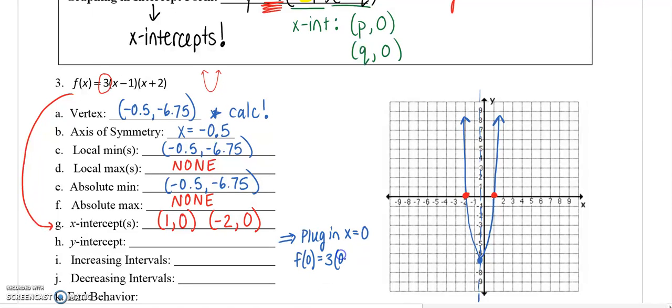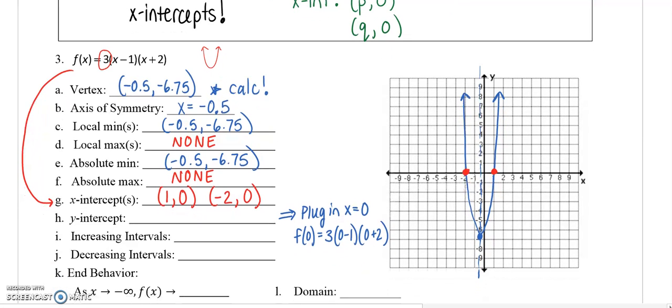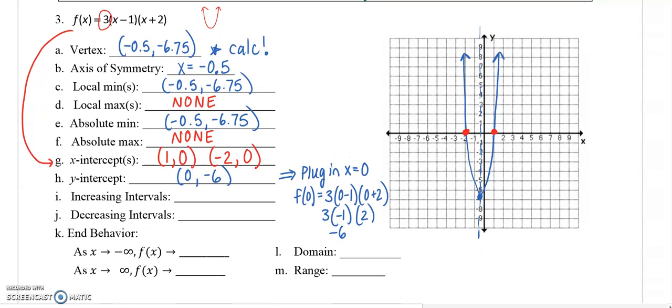That's 3 times 0 minus 1 times 0 plus 2. Alright, that's 3 times negative 1 times positive 2. And that's going to be negative 3 times 2, which is negative 6. So my y-intercept is (0, negative 6). Now, if you have a calculator and you want to use it, that's fine. But if you see this on a non-calculator part of a quiz or a test, just make sure you know what to do.